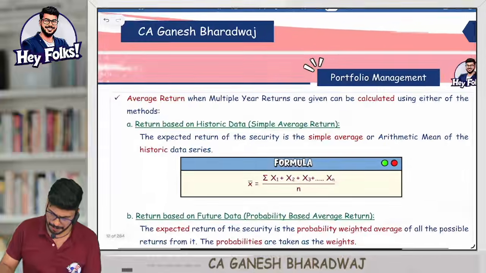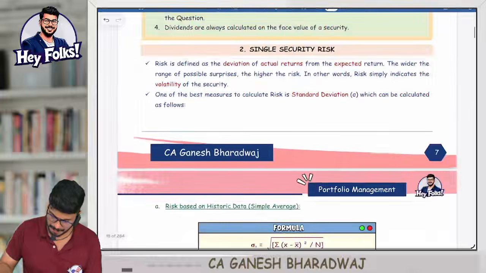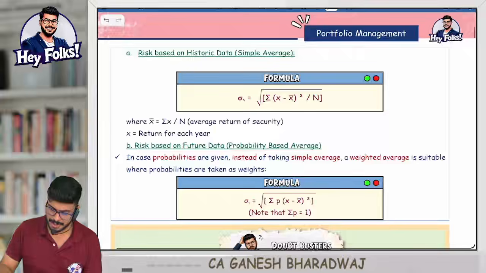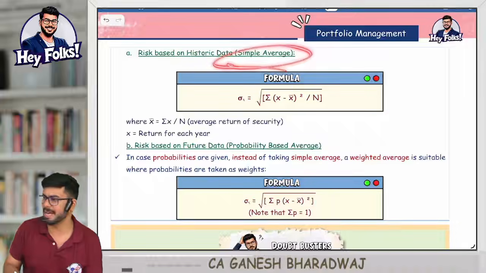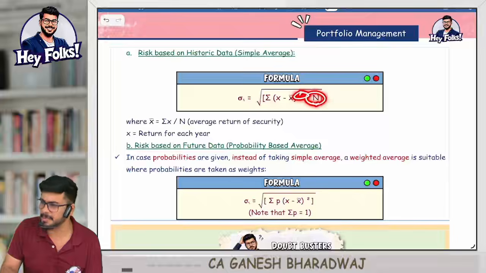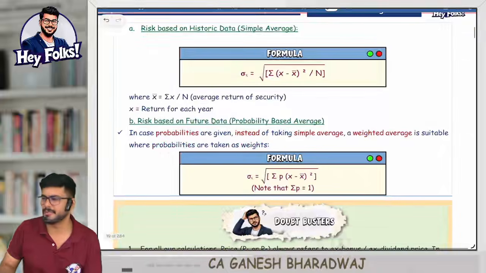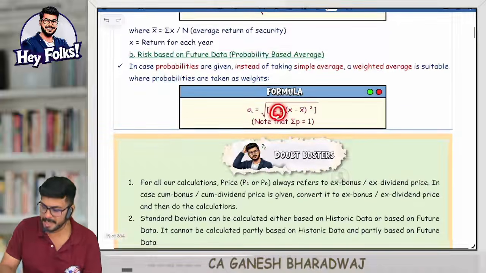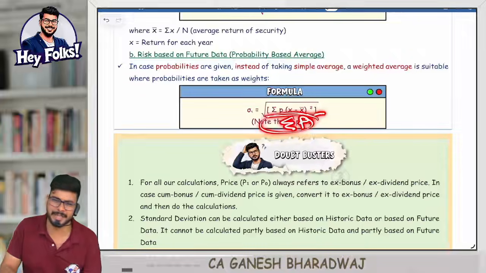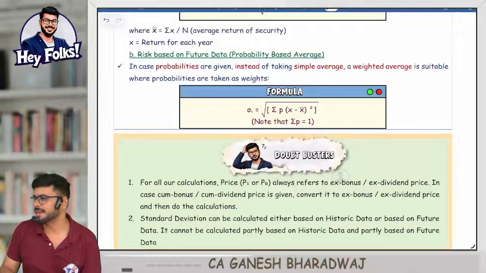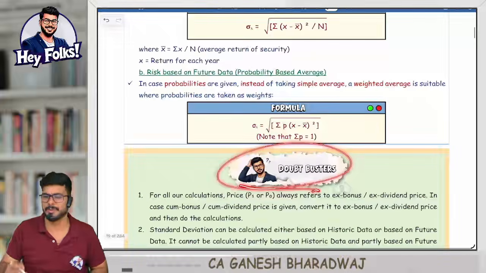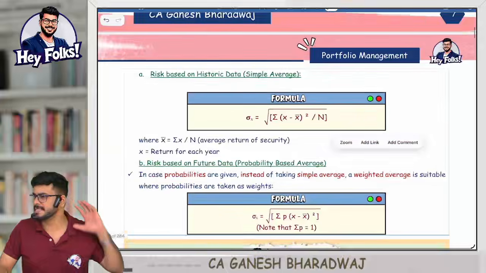We also saw how to calculate a single security risk. Single security risk we saw in case of simple average: the total column, that is sigma of x minus x bar the whole square divided by n. Guys, that's what we did. And in case of weighted average, what will you do? Sigma probability into x minus x bar the whole square, ideally divided by sigma probability, but this is equal to 1, hence it's not required. Are you all able to understand? Any problem, any issues? Guys, clear? These doubt busters I'll come to later as we do a numerical problem. Is this clear, guys?